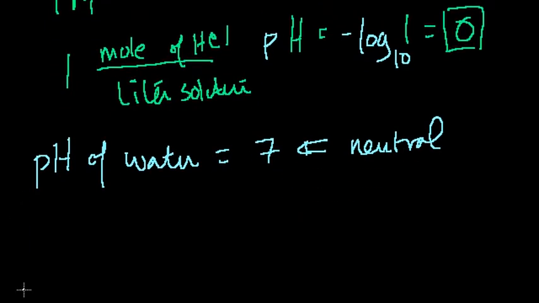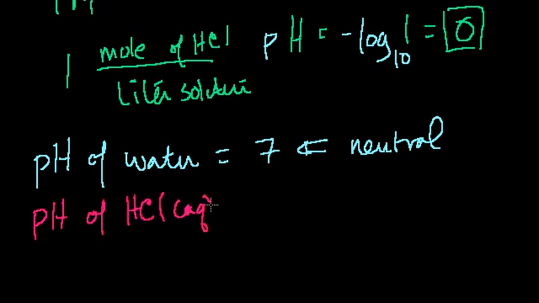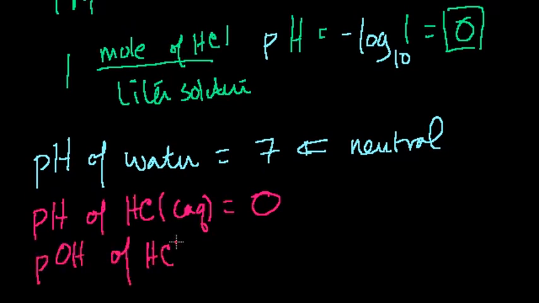Now we know that if you were to have a solution, an aqueous solution, with 1 molar of hydrochloric acid, we can say, I'll do it in red, the pH of HCl in water is equal to 0. So obviously, a low pH is more acidic, and we went over that in previous videos. And let's figure out what the pOH of hydrochloric acid is. pOH of hydrochloric acid in an aqueous solution.